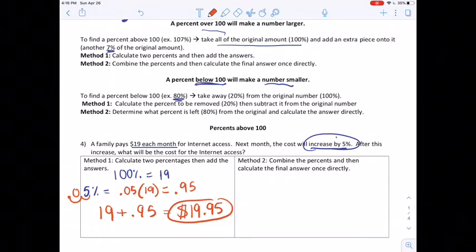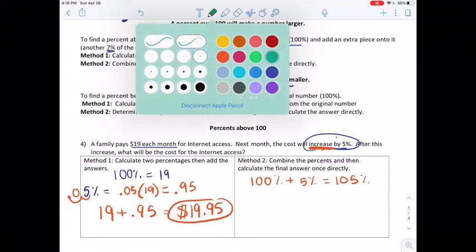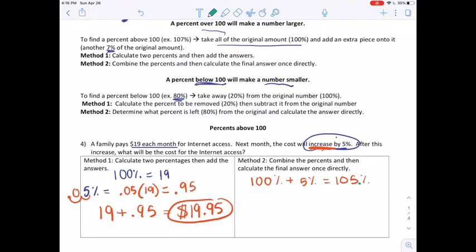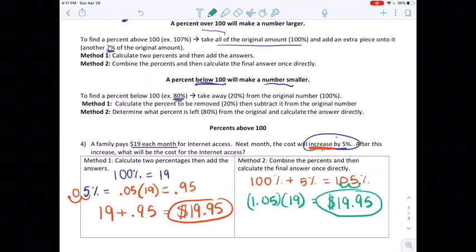Method 2, combine the percents and then calculate the final answer once. So we're just going to do one calculation here. Since I want to increase by 5%, that means it's going to be 100% plus 5%, which would mean 105%. So what is 105% of 19? Well, again, I need to change this percent to a decimal. So the decimal is after the 5 right now. I'm going to go 2 spots to the left. So 1.05 times 19. And you're going to get 19.95. The same answer because it's the same increase.